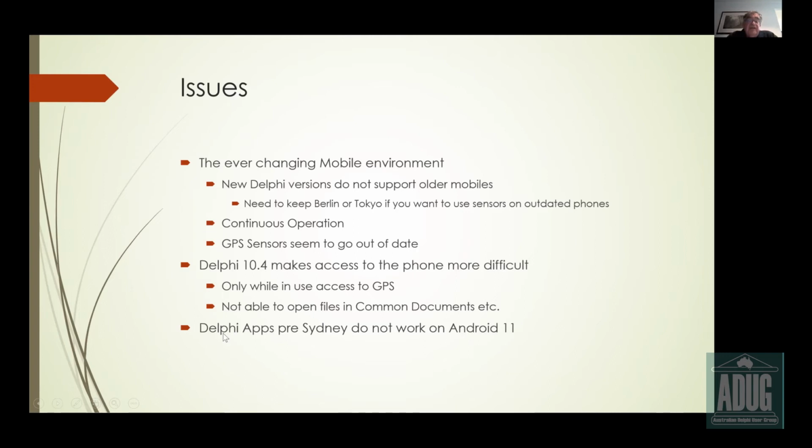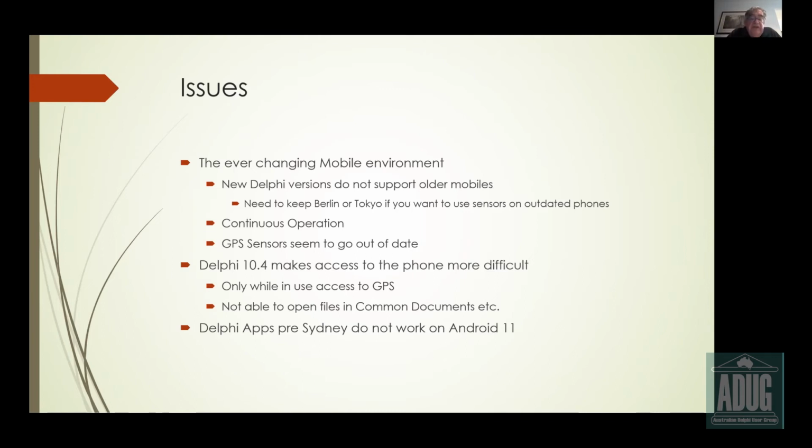And then coming home one day, my phone decided to update itself to Android 11, and all of the compiles pre-Sydney no longer work. So for a while there, I was able to compile code in Berlin or Rio, and it would run on the Android 10 phone.